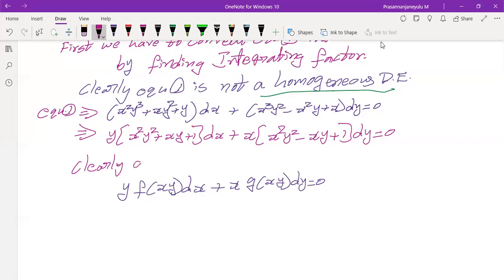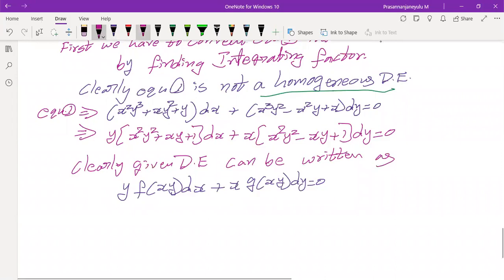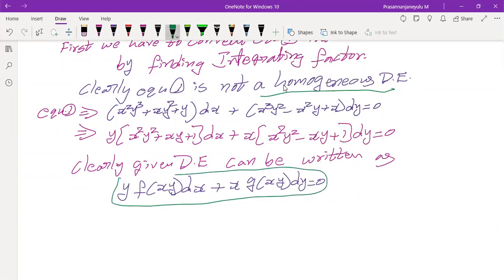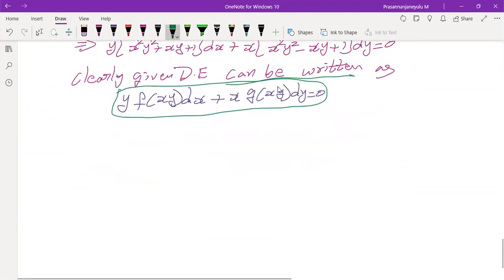So clearly, the given DE can be written as y into f of xy into dx plus x into g of xy into dy equals 0. So it is in which form? It is of what type? Type 2. So whenever we are able to write it in the form of type 2, what integrating factor can we consider? 1 by Mx minus Ny. For that, take Mx minus Ny.